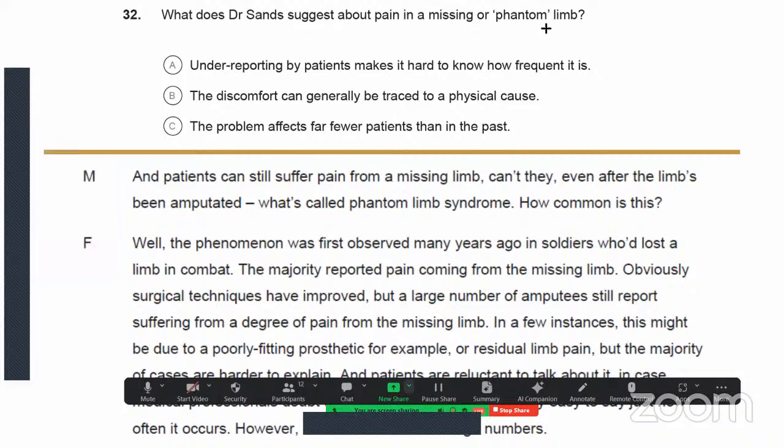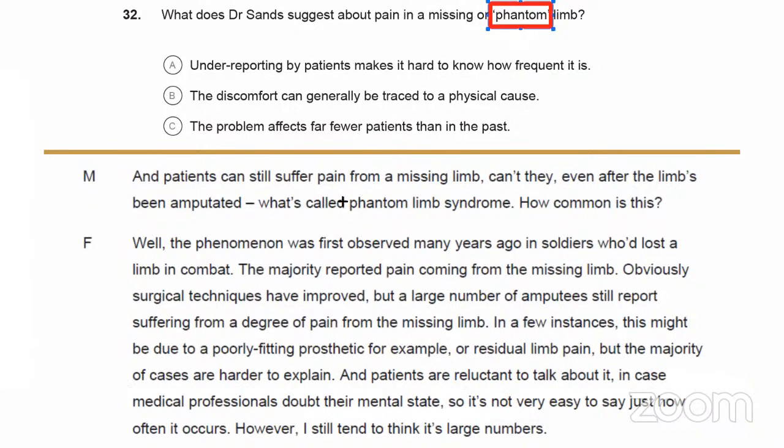Phantom limb. Phantom limb syndrome. Imagination, imaginary. So how common is this? Now you can see the answer from where it is coming. Okay, so forget about that. I'm taking you there now.